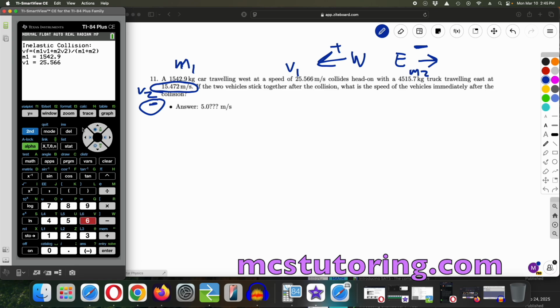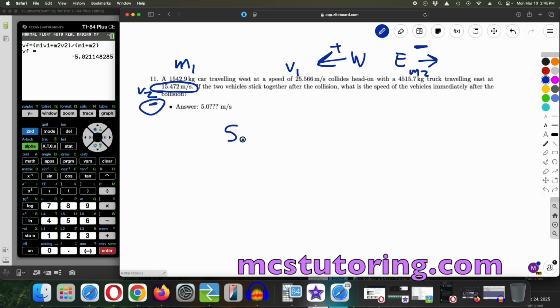25.566, yeah, 66, okay, good. And then M2, 4515.7. And then our V2, I'm going to write negative. So remember, the opposite direction is going to use this negative key, 15.472. Okay. And then we get negative, but I didn't write negative, so I'm just going to keep it positive. 0.02. How many places? 1, 2, 3 after the 0. So I'm just going to go 5.0211 meters per second. Okay, great.